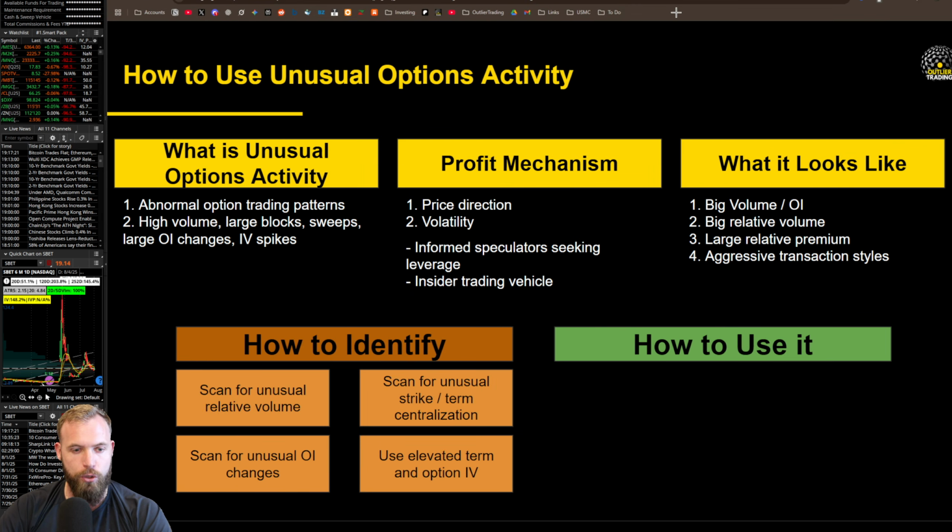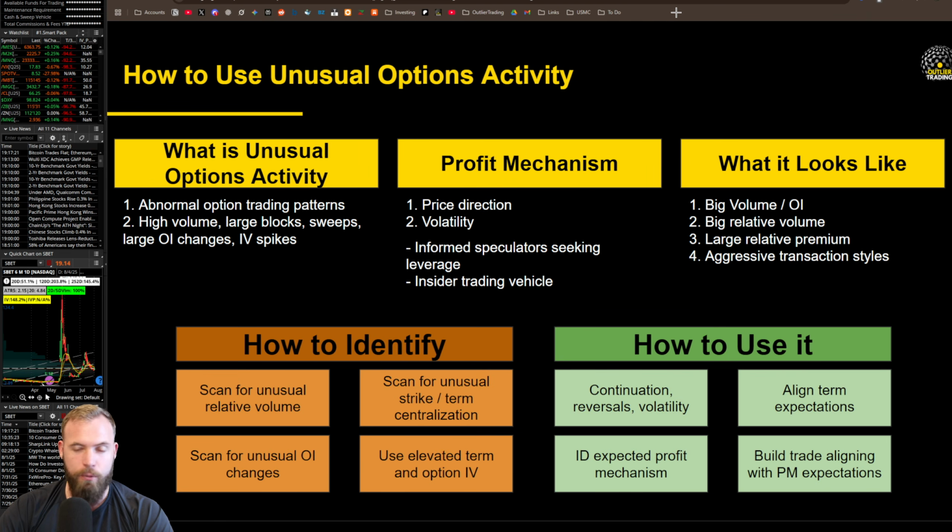Now, how can we use this stuff? Well, I typically will try to trade it in one of three ways: either continuation of whatever the expected move is. So if I'm seeing a bunch of big out of the money call buying, my expectation is that price might move in that direction, or reversals after that occurs, or also trading the volatility, because a lot of times if we're seeing really big aggressive transactions, vol will go up, and you can literally trade the relative volatility of individual options compared to others based on that option being bid up pretty massively.